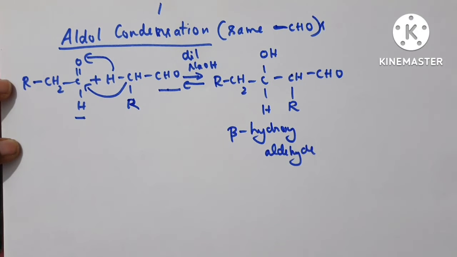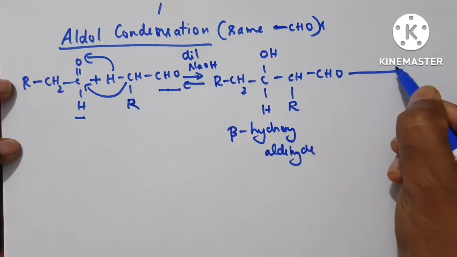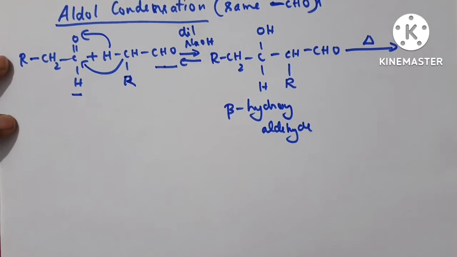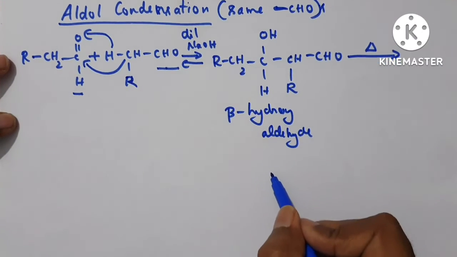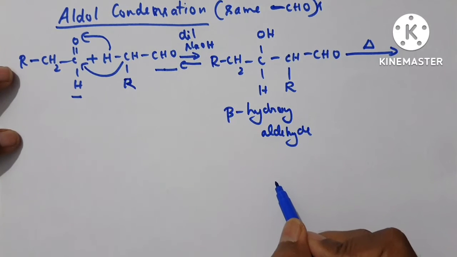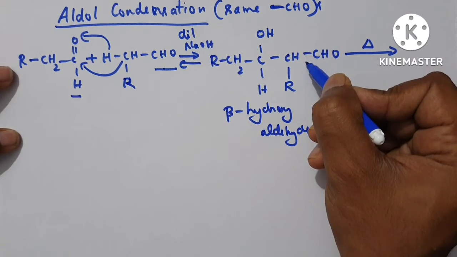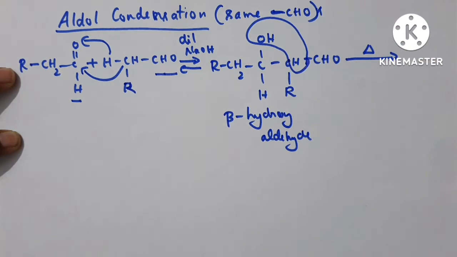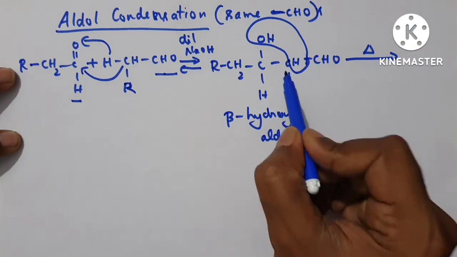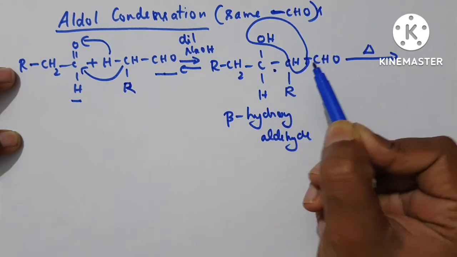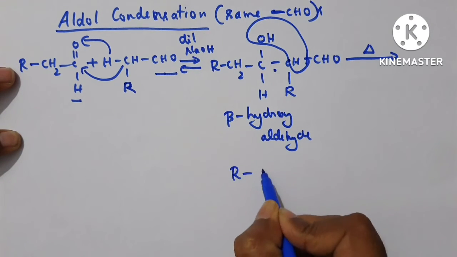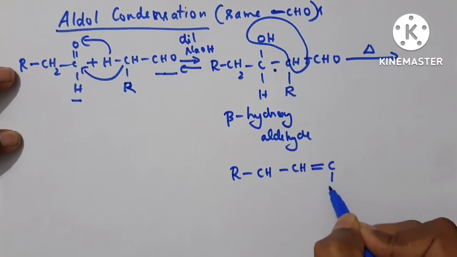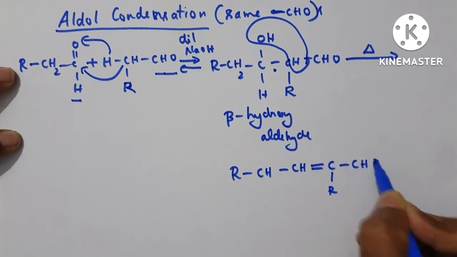And this beta hydroxyaldehyde, when it is further heated, you can observe the product that is going to be formed here. When it is further heated, there is an elimination of water. You can observe this is going to go outside as water. Elimination of water, and a double bond is formed here. So the product is going to be RCH2CH=C(R)CHO.